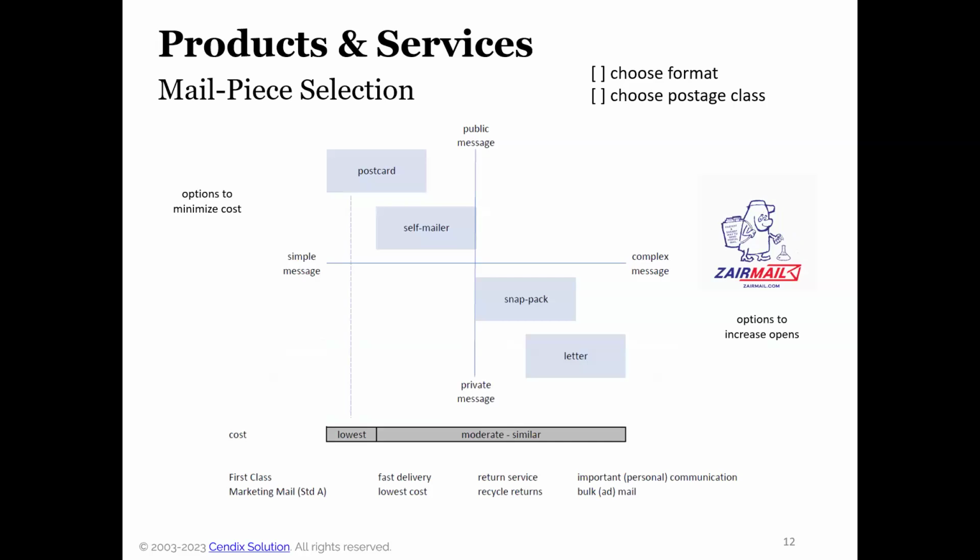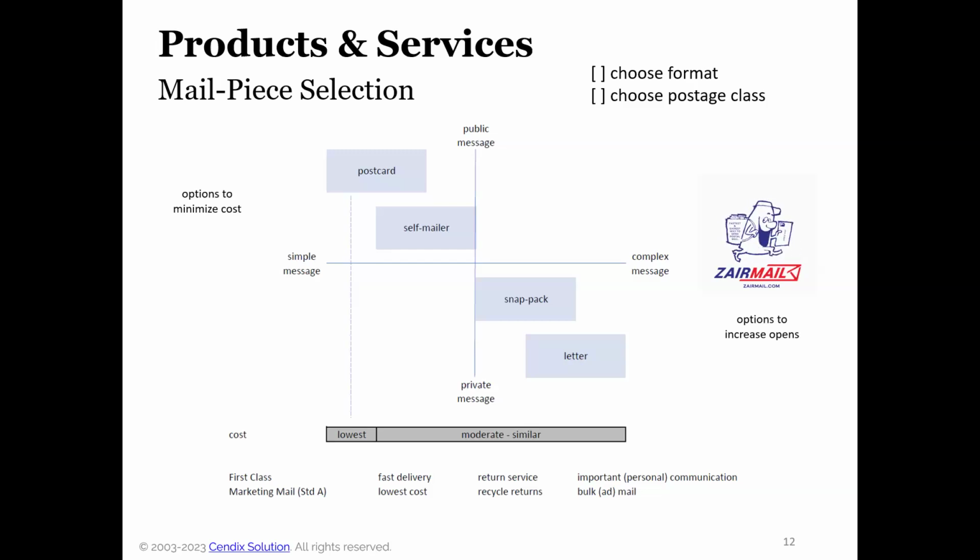So if we want to send mail, we're always interested in minimizing the cost to produce the same results, right? So we often don't want to trade a cost for lower results. But if we can get the same results with a lower cost, all other things being equal, we would tend to do that. So the lowest cost piece that we see is really a postcard.